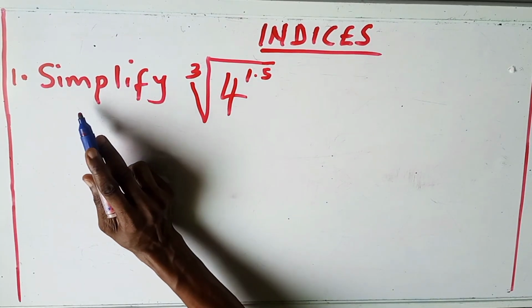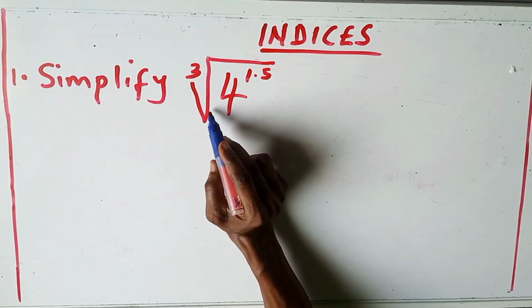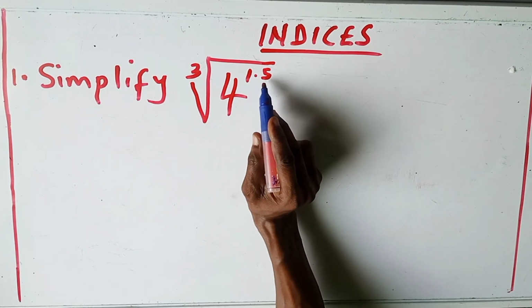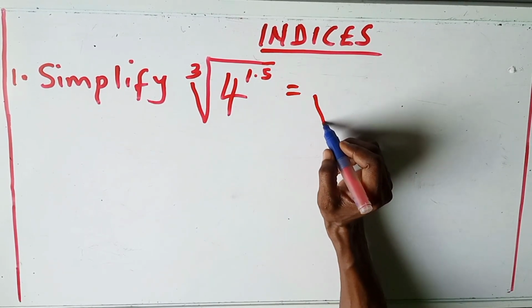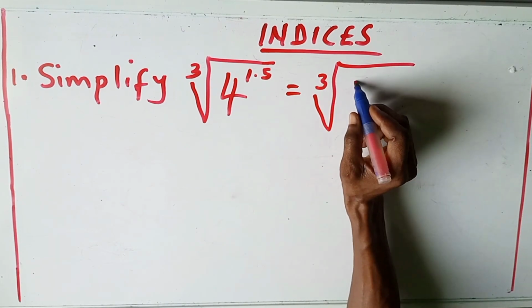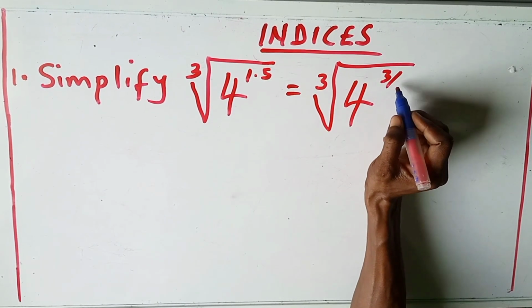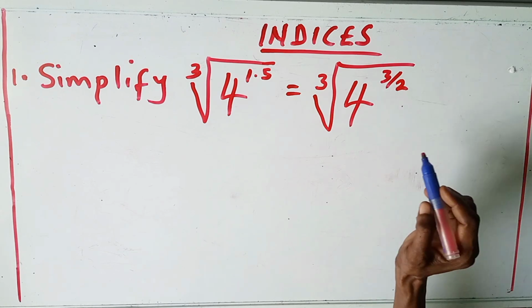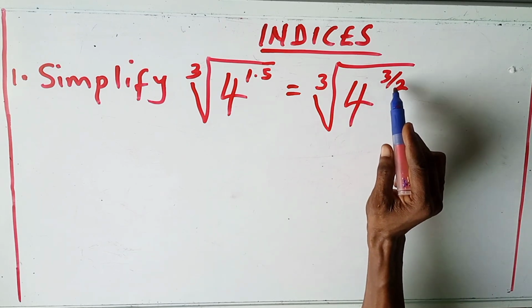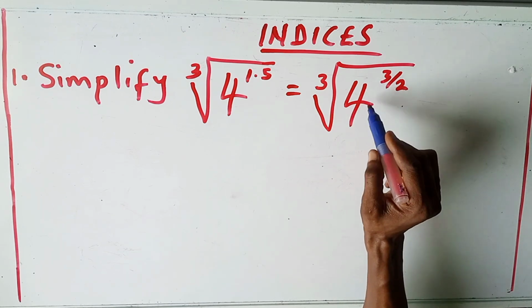Indices. Let's see the first example. Simplify cube root of 4 raised to the power 1.5. It can also be written as cube root of 4 raised to the power 3 over 2. What I did there is to change the decimal to fraction. So let's solve 4 raised to the power 3 over 2.